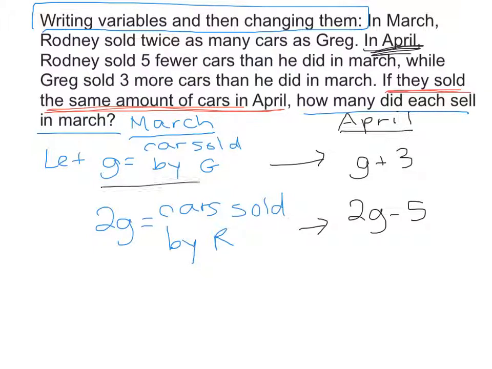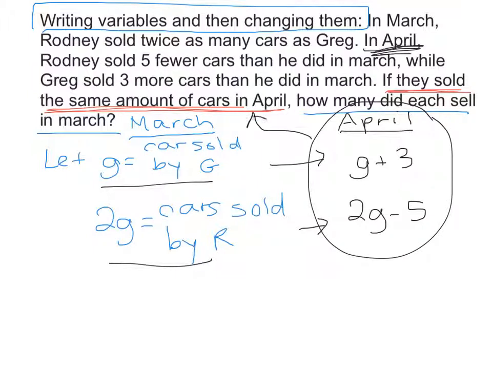So we wrote our equations, we changed them because April is what we need to write our equation. They sold the same amount in April, really is telling me that they were equal in April. So G plus 3 equals 2G minus 5. Okay, so go ahead and solve that for G. Let's see what you do. I'm giving you a second. You can pause if you need to, but I'm counting.